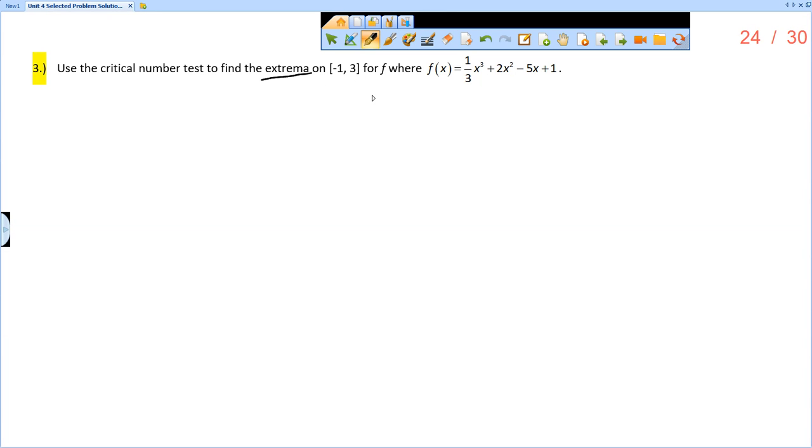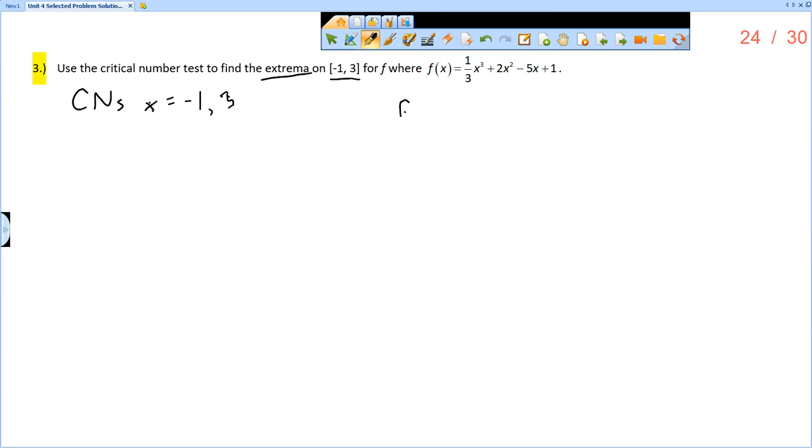So we're using the critical number test. So remember, critical numbers are locations in the domain of f where f prime is either 0 or undefined. So f prime is always undefined at endpoints, so we always include those endpoints -1 and 3. All right, then we want to take a look at the derivative.